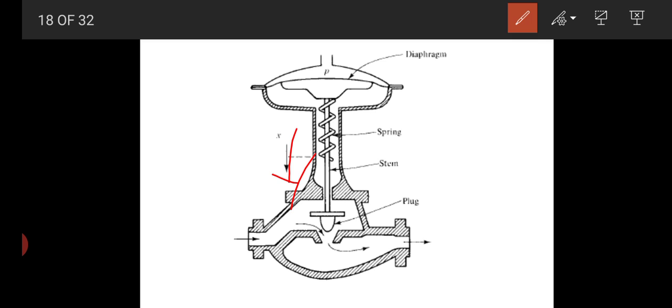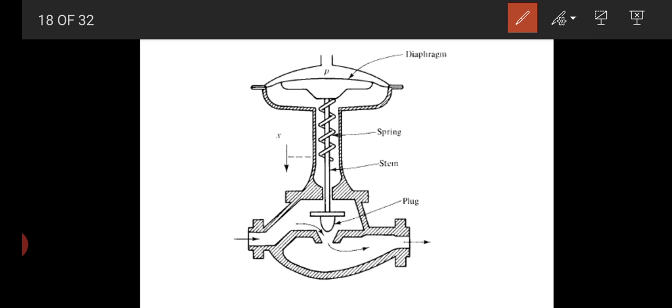Now the second force is due to damping. Damping is a frictional type of force exerted upward, resulting from the close contact of the stem with the valve packing. You can see this is the valve packing, and due to the frictional force exerted upward, this force works. The coefficient of friction is represented here by C.